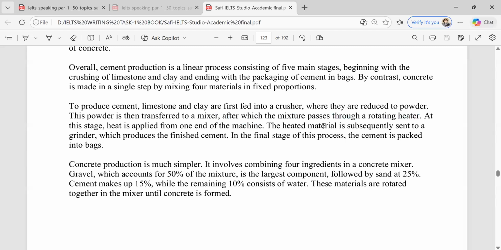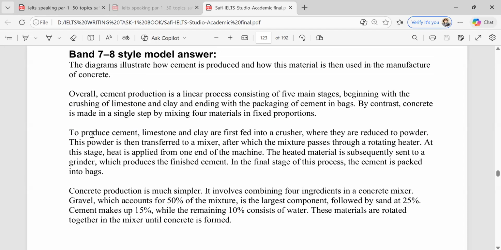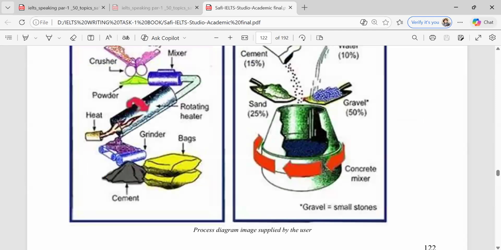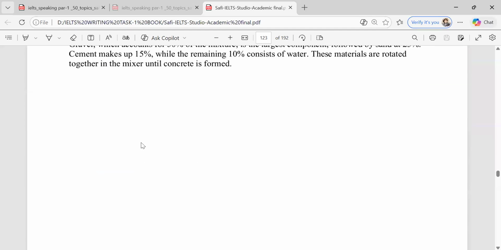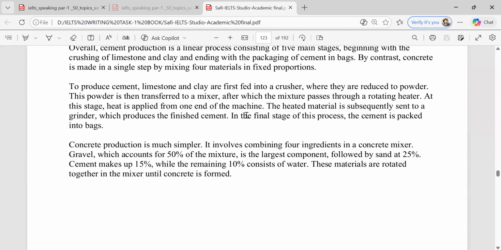After this, the heated material, the heated powder, is subsequently sent to the metal stage. So that's why we have used metal. Or instead of this, initially, you can write down initially here. This is subsequently sent to a grinder. So now they are sent to what? Into a grinder. Once the powder is sent to a grinder, clear, which produces, in simple present tense, the finished cement.